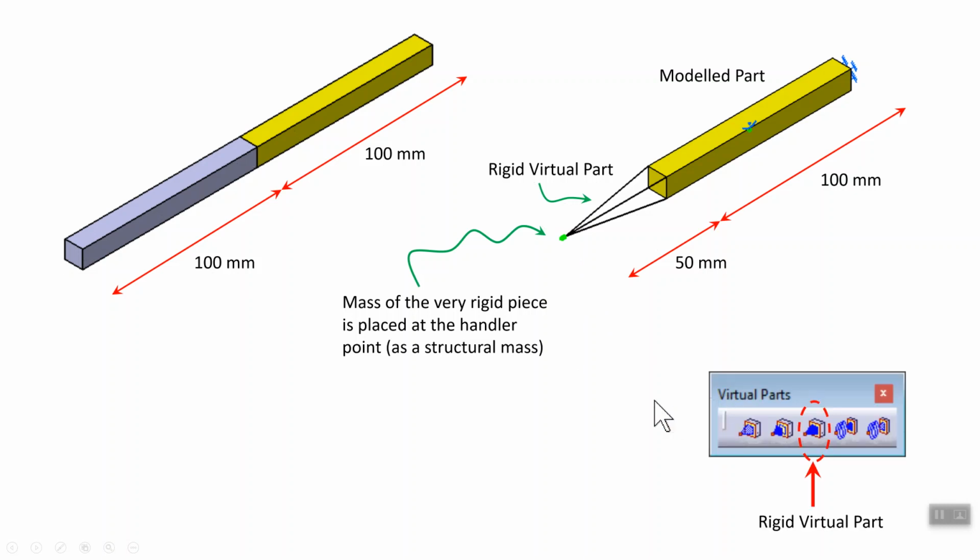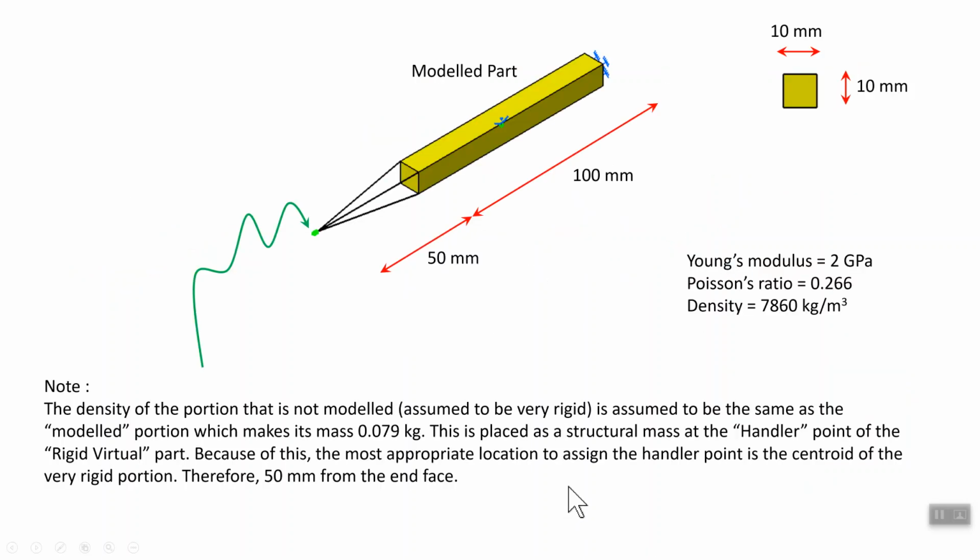All right. Now let me remind you that when I did the static videos on virtual parts, I showed you this toolbar, and the particular one that I'm using is going to be the rigid virtual part, because we said that this gray piece that we are not actually modeling, because we know it's fairly rigid compared to the yellow piece, is a rigid part. So rigid virtual part. Okay. All right. Let's move on.